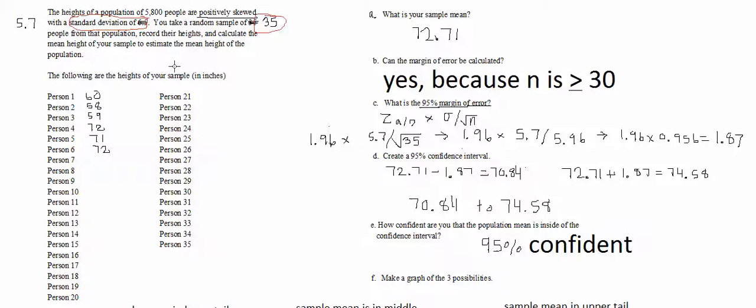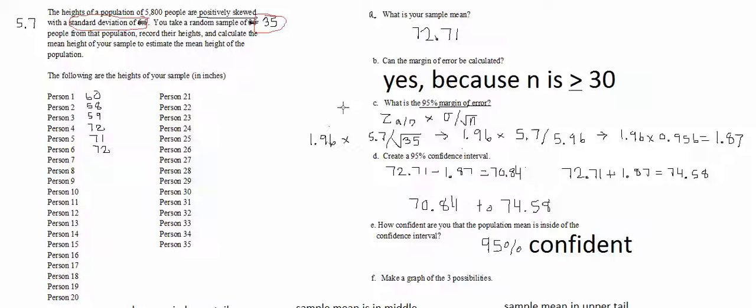I also gave you a couple of margin of error questions. The first one looks like this. I say that the heights of a certain population are positively skewed with a certain standard deviation, and you're planning to take a random sample of 35 people from the population, record their heights, and then calculate the mean of your sample to estimate the mean height of the population. And I give you a blank data set like this. I actually want you to fill in the data set with your own 35 numbers. So just make up 35 heights in inches and plug them in.